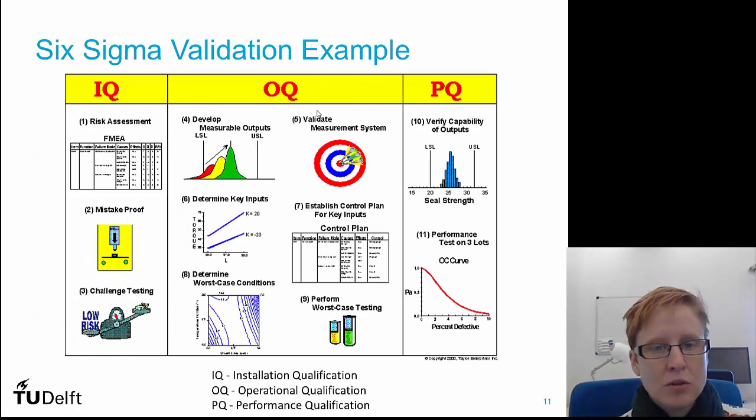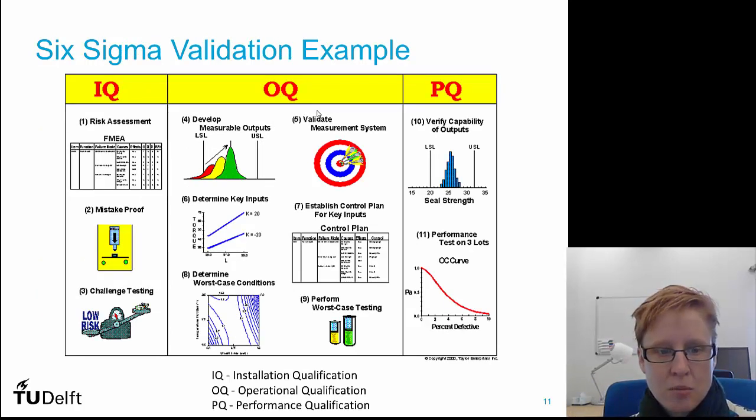You have many different ways of doing it. This is a Six Sigma validation example where they look at risk assessment, they look at if something's mistake proof, if it stands up to all the different challenges. You look at the measurable outputs and you validate that your measured system works. That's another important thing: are you actually measuring what you say you're measuring? What are the key inputs? How are you going to control them? What are your worst case conditions? And then you perform some worst case testing. And you look at what is coming out, etc.